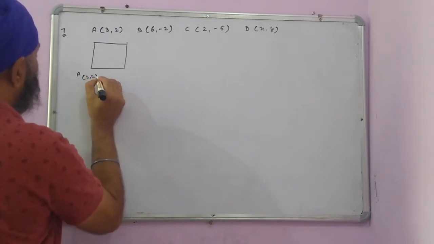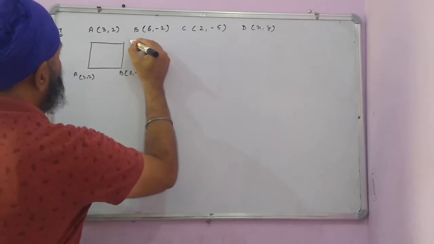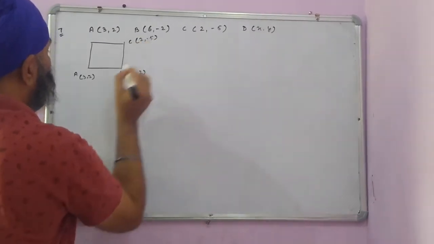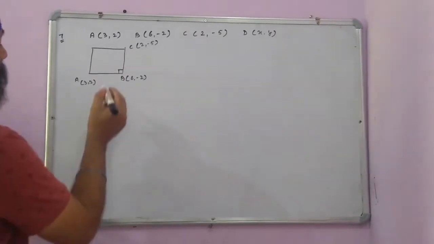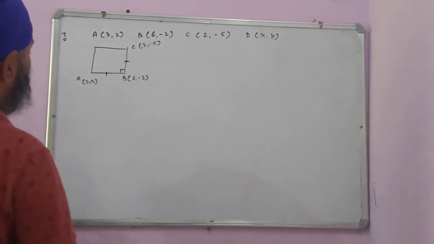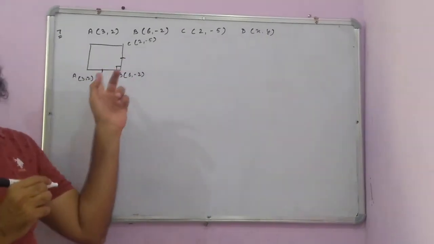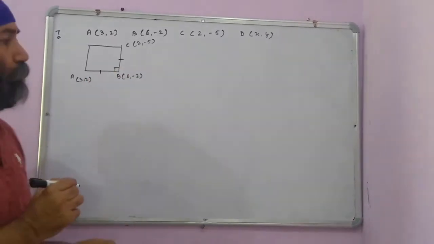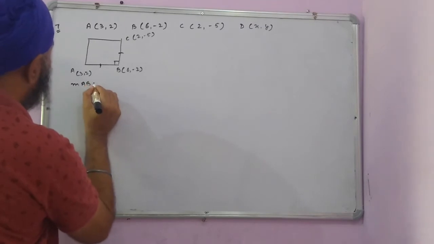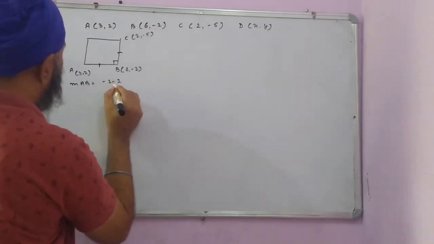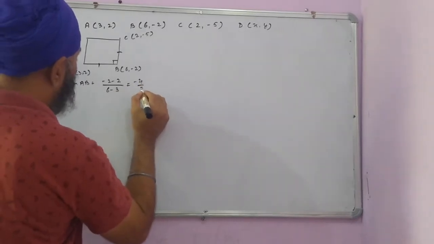A (3, 2), B (6, minus 2), C (2, minus 5). They can be vertices of a square only if this angle is 90 degrees and these two adjacent sides are equal. So first I find whether these two lines are perpendicular to each other or not. So m AB, I find the slope of AB, y2 minus y1 upon x2 minus x1, it is minus 4 upon 3.